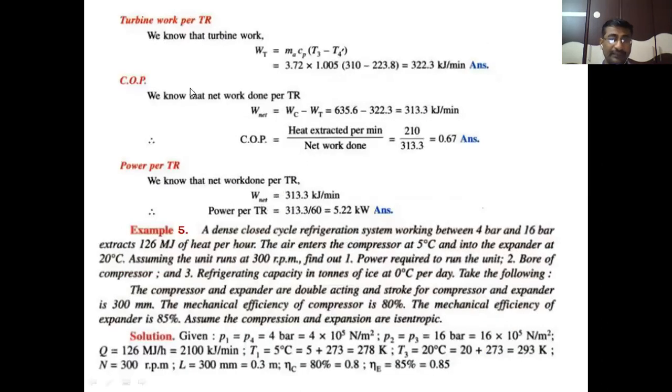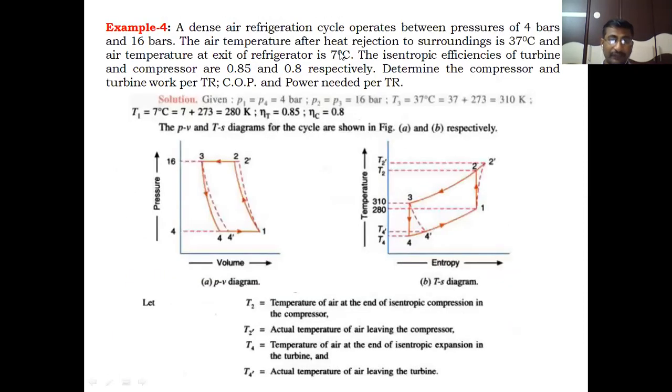Then coming to the turbine work per ton of refrigeration. Turbine work is equal to m Cp into the temperature drop across the turbine. The temperature drop across the turbine is from 3 to 4 dash, which is the actual temperature drop in the turbine. So m Cp into (T3 minus T4 dash) is given as the work produced by the turbine.